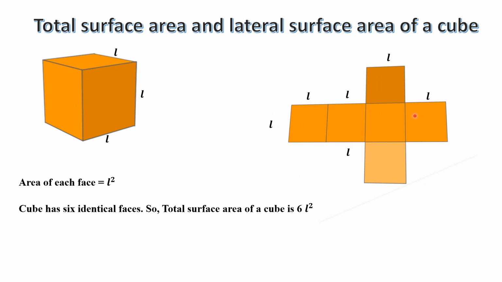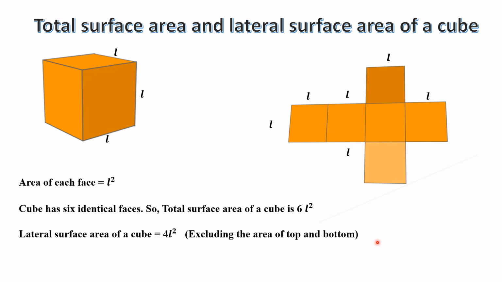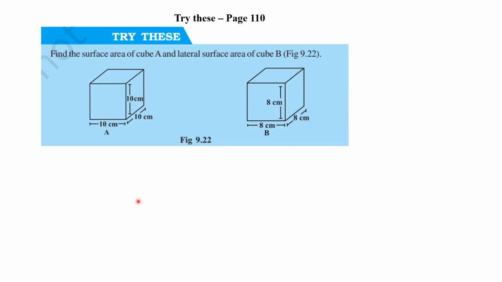Now, if you have to find the lateral surface area, again you have to remove the area of the top and bottom, isn't it? So from 6L square, we remove the area of the top and bottom, and we know that the area of each of top and bottom will be L square. So 6L square minus 2L square, you will get the lateral surface area, which is 4L square. So the total surface area of a cube is 6L square and the lateral surface area of a cube is 4L square. Now we will solve the Try These question given over here.